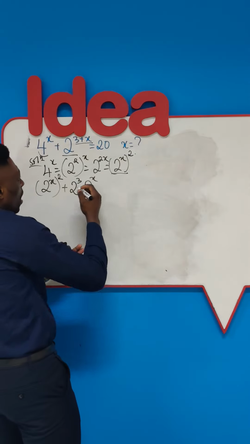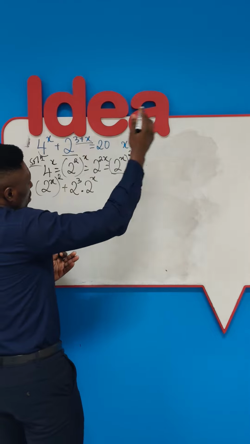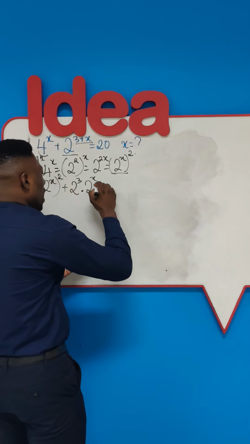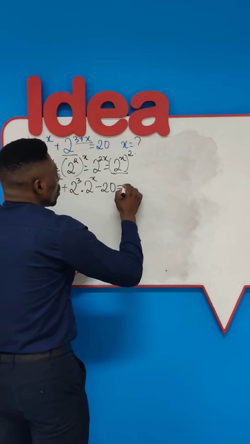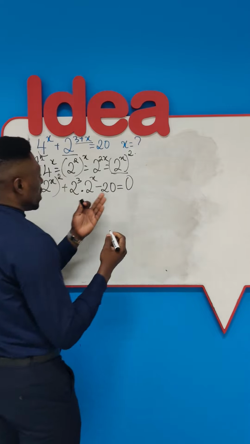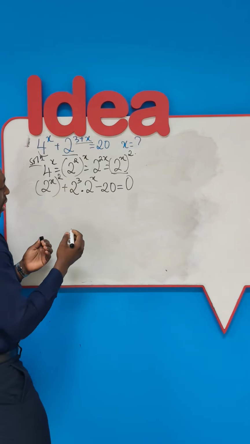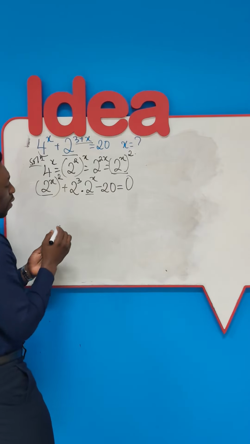We've just reversed it. Now, instead of having this 20 on the right side, I'll bring it to the left side. And of course, its sign is going to change. So on the right side, I have nothing left, so it's 0. Now look at something here. This is 2 to the power of x. This is 2 to the power of x.